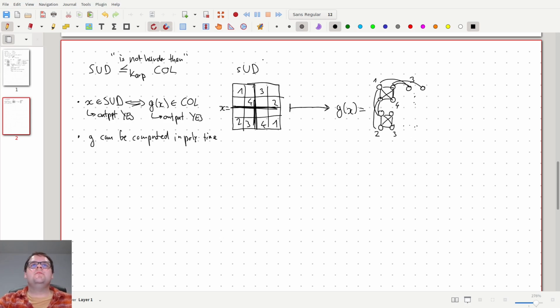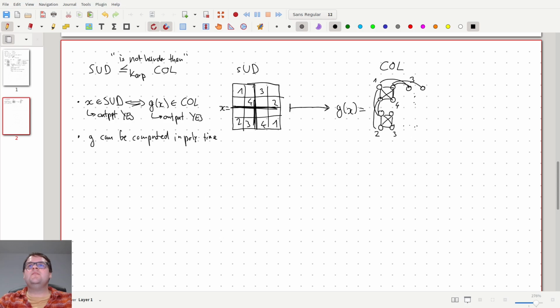So what does this mean in practice? Imagine you need to write a Sudoku solver, but you don't have an algorithm for it, but you do have a solver that tells you whether a graph is colorable or not. So you have a solver for the coloring problem. What you can do is take a Sudoku, transform it into a graph, and then run your coloring program on that. Using this transformation, you can do that.